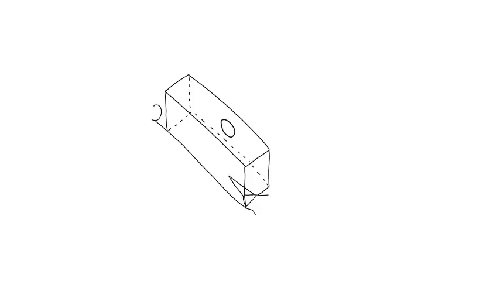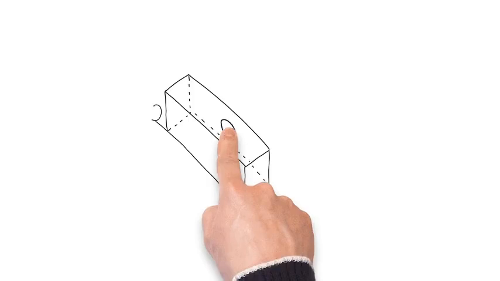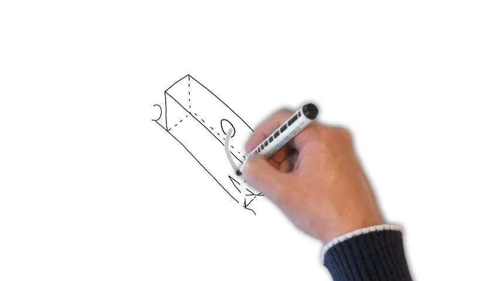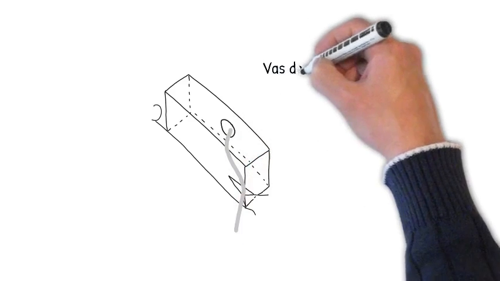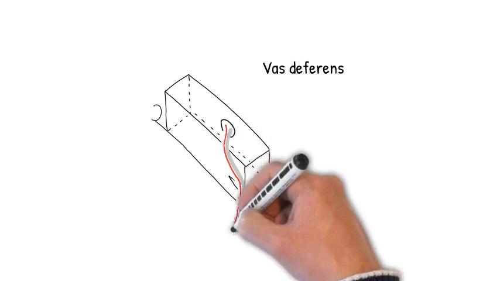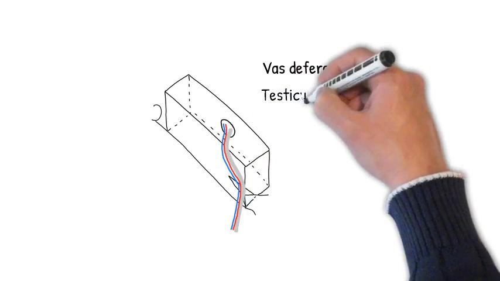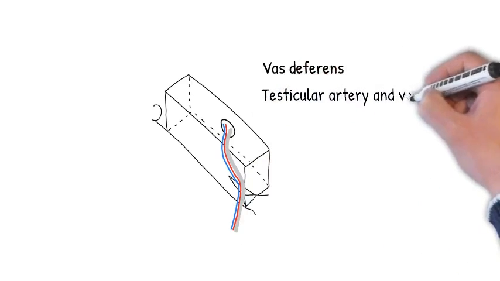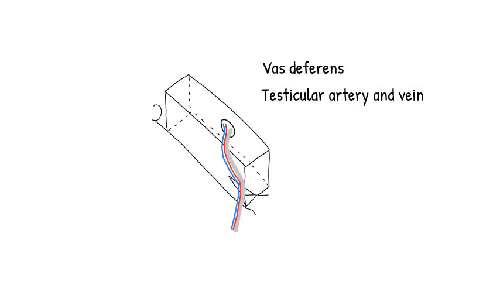Now let's consider the contents of the inguinal canal. First of all, there's the vas deferens, accompanied by the testicular artery and vein, the vein, of course, forming the pampiniform plexus. There are also a few nerves we need to consider.